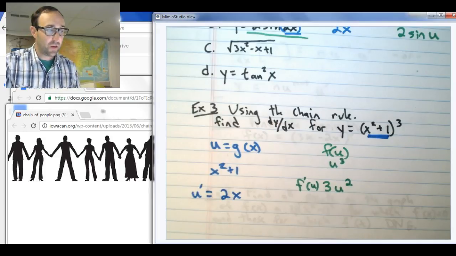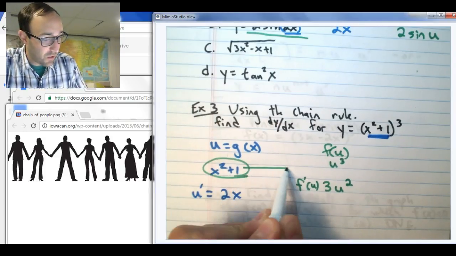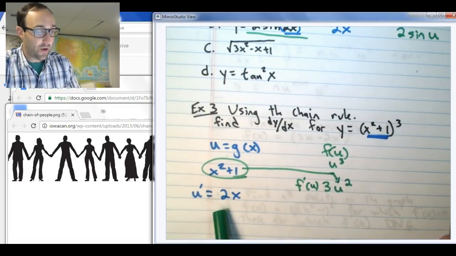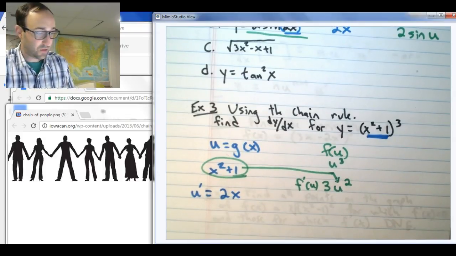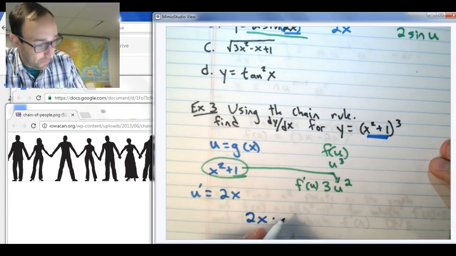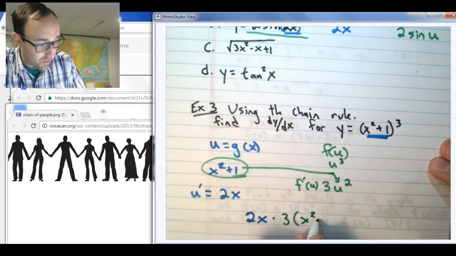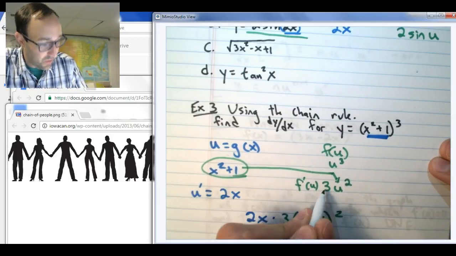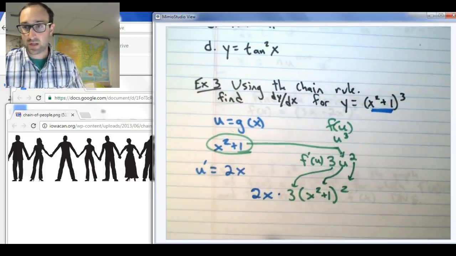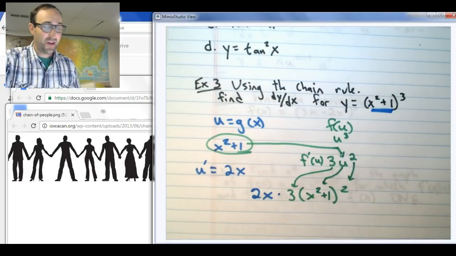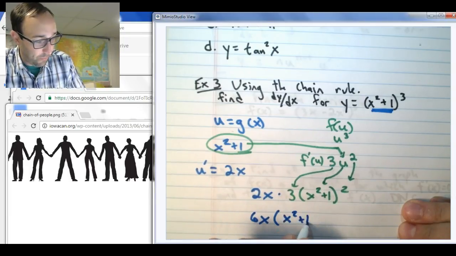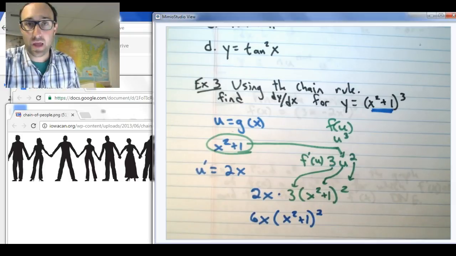Alright, so now what I have to do is we know what u is, right? This whole thing goes in for that u. And then we just have to remember the chain rule said multiply our two derivatives together, our two rates of change together. So I can say this is going to be 2x times 3, parentheses, x squared plus 1 squared, right? I did the 3, went here, the u I changed back to what u was, and the square was right there. Alright, so I've got 2x times 3 times x squared plus 1 squared. Now that's not a great way of writing it. We could say this would be 6x, parentheses, x squared plus 1 squared. And that would be our answer.